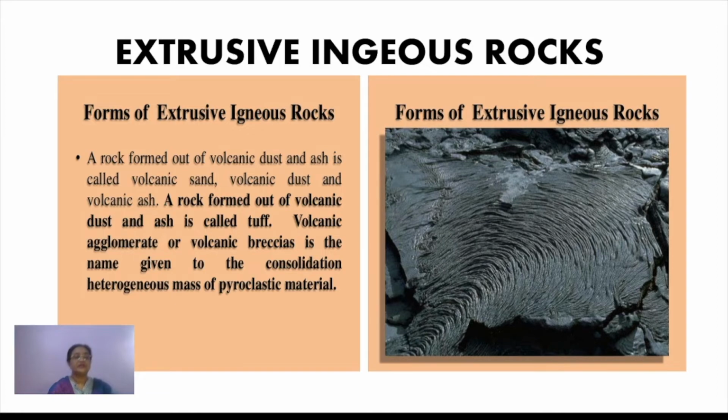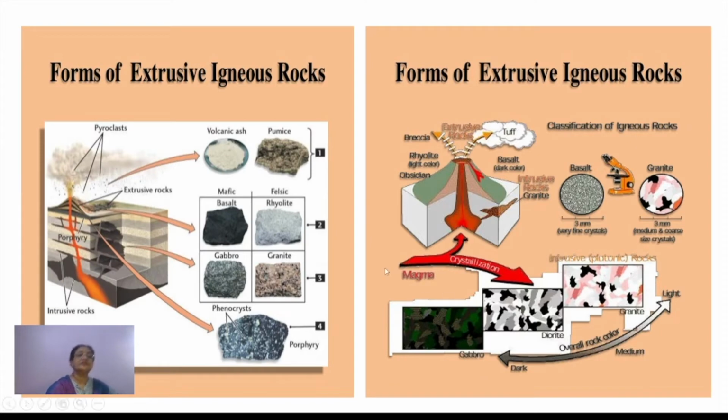They all come together, and when they come together, they form one single rock, and they are called the extrusive igneous rock, formed of pyroclastic material. Then you can see here forms of extrusive igneous rock in different ways.